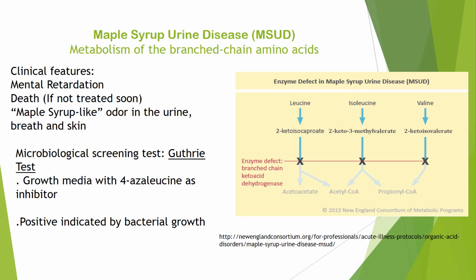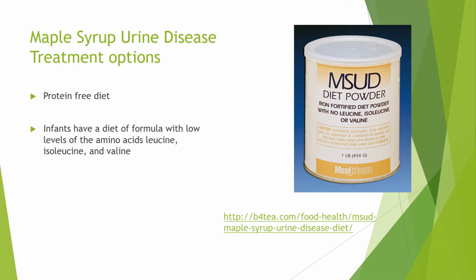Like PKU, the screening test for this disease is also a Guthrie test. The only difference is that the inhibitor would be 4-azaleucine. The treatment option for MSUD is, like before, a protein-free diet, or basically any foods that are low in leucine, isoleucine, and valine. Right over here is an example of a diet powder that an infant would have to take that does not contain any of the three mentioned amino acids.